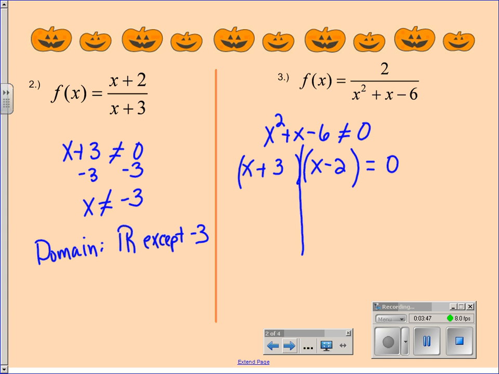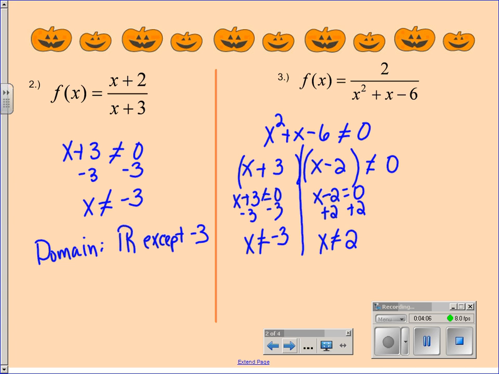Good. Solve for x still. X plus 3, remember, cannot equal 0. But we're just solving, so it's subtract 3. So x cannot be negative 3. And x can't what? Be 2. So, what is our domain? Our domain is the set of reals except for what? Negative 3 and 2. Good.